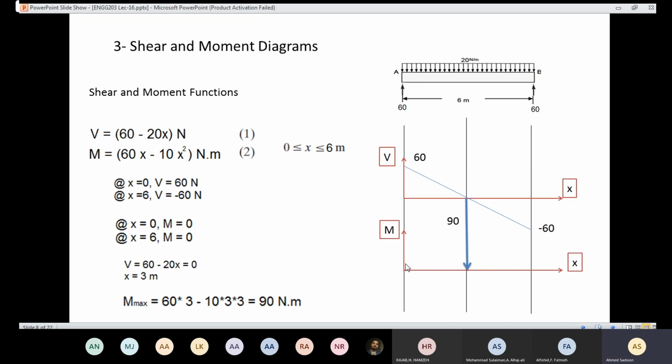I'm not going to draw a linear line here and a linear line here. Why? Because that equation is a quadratic equation, a second order equation, which means that I'm going to have a curve. So I'm going to draw a curve from 0 to 90, and a curve from 90 to 0 again, because the value here came out to be 0, and the value here came out to be 0, and the value here came out to be 90.